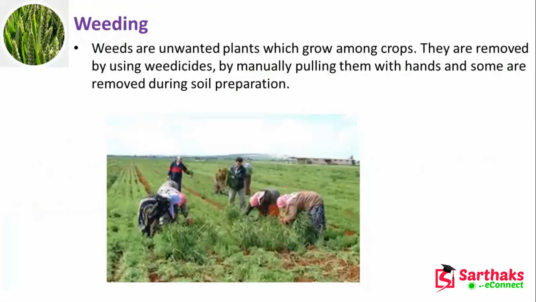Okay. Now the weeding. You can always see in your garden, suppose you have a very beautiful plant, and around the root you can see that so many unwanted plants are there. Those are weeds. Weeds are nothing but unwanted plants which grow among the crops. They are removed by using weedicides. You can clean your garden because it is a small space. But if it is a big field of several acres, it is very hectic to take out all the weeds, right? So at that time we use weedicides, or sometimes we pull them manually by hand, and some are removed during the soil preparation also.